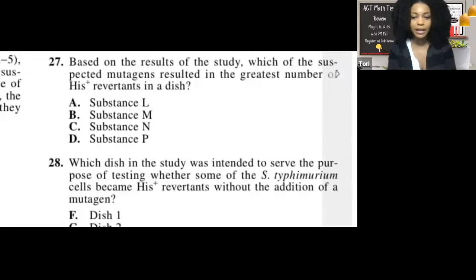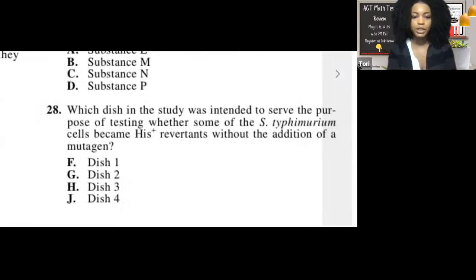All right, let's look at 28. Which dish in the study was intended to serve the purpose of testing whether some of the salmonella cells became His plus revertants without the addition of a mutagen? Okay, which dish in the study was intended to serve the purpose of testing whether some of the salmonella would just become His plus revertant on its own without adding in extra mutagens? So remember, the mutagens were the substances. 4 of the 5 dishes received mutagens or received an extra substance. 1 dish did not.